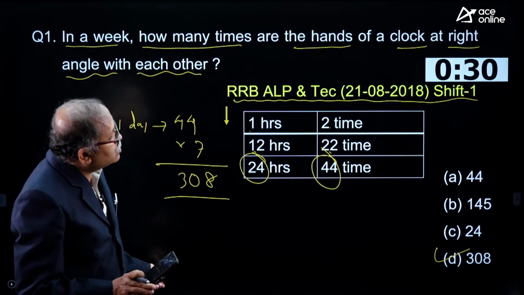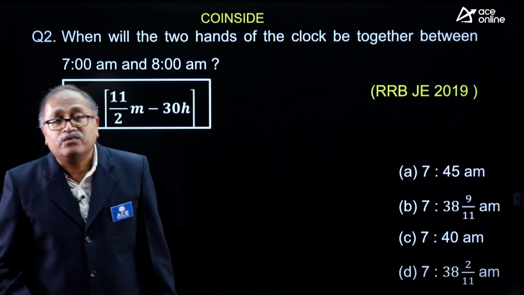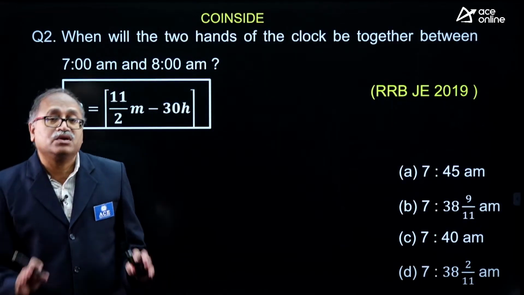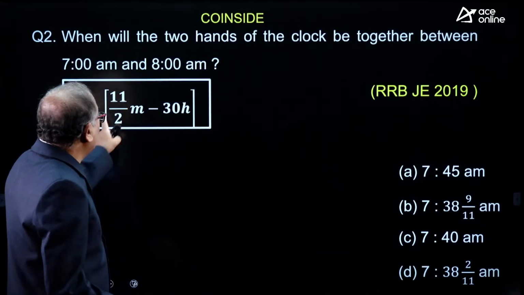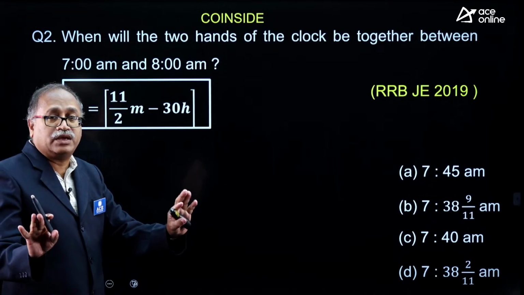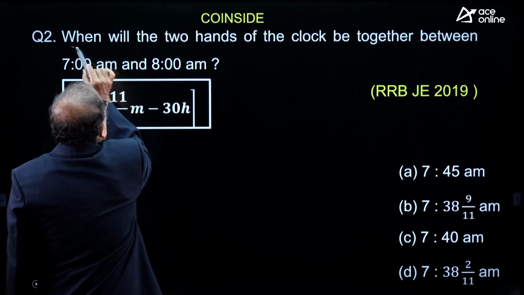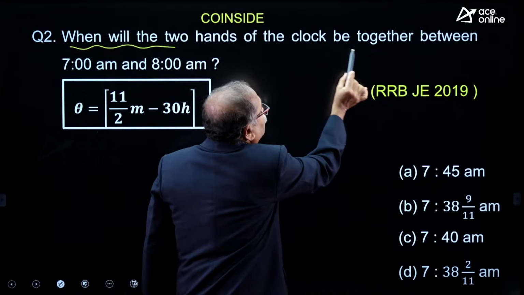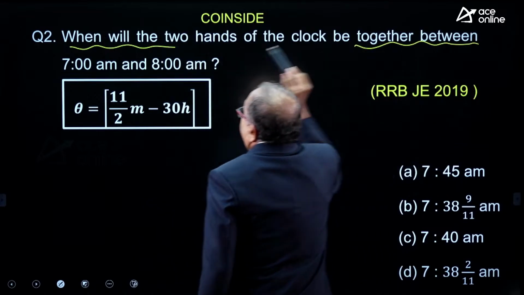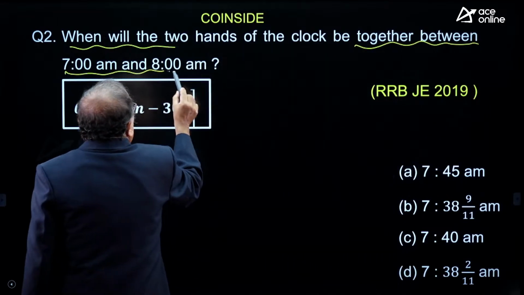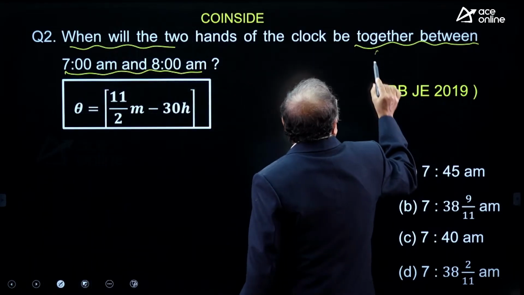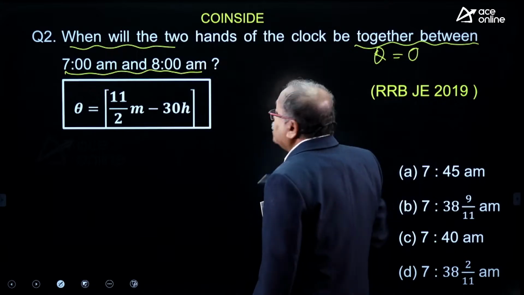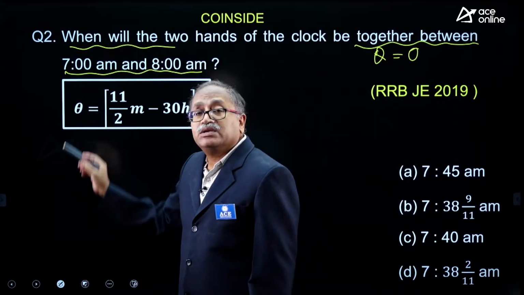I am going on to the next question over here, where this time I will give you 30 seconds. Now this formula I have already placed over here for your convenience. So what is the question here? When will the 2 hands of the clock be together between 7 a.m. to 8 a.m.? Together, that means what is my theta over here? The theta is equal to 0.